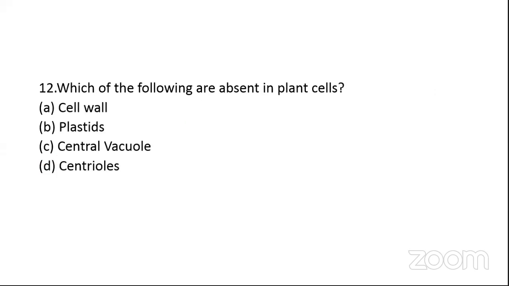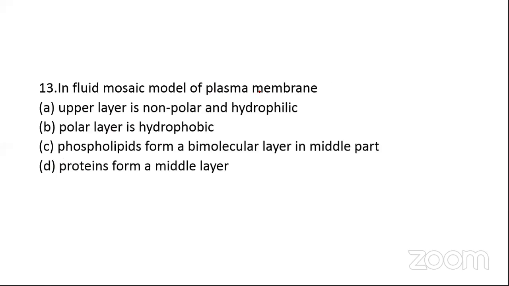Which of the following are absent in plant cells? They have cell wall, they have plastids, they have a central vacuole, they do not have centrioles. Centriole is not present. So they've asked which of them is absent in plant cells. So centrioles is the correct answer.